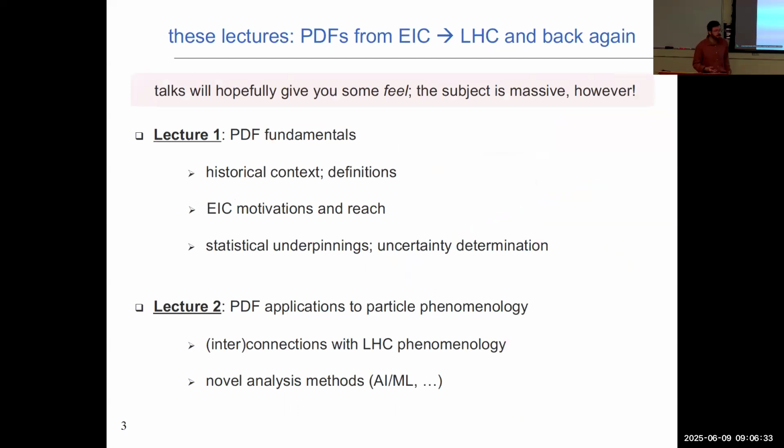The subject is an enormous one, so it's far more than I could possibly hope to canvass in just an hour, between a couple of days. What I hope to do, though, is give you some flavor or general impression of the field.